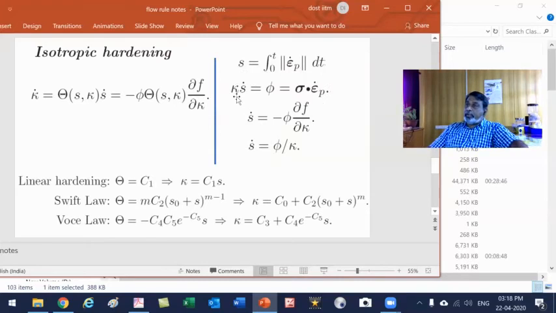And if I multiply kappa with respect to S dot, I'll get phi, which is nothing but the rate of plastic work. S dot can now be found to be nothing but psi times ∂F/∂kappa, and S dot is equal to phi by kappa. These can be derived, and therefore I get an equation which is like this. The choice of this function could be any one of them. We looked at some of those choices earlier. One is called linear hardening, Swift law, and Voce's law.